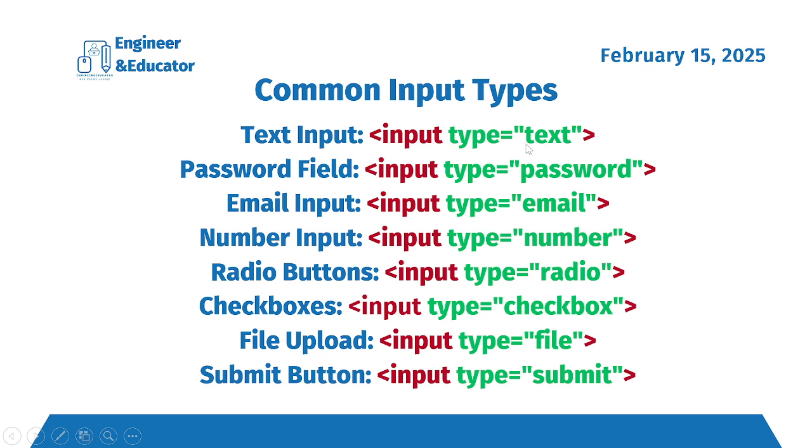If you have to get a text, you will write text. To get the password, you give password, then email, number. If you want radio buttons, you give the type radio. And checkboxes, type is equal to checkbox, type is equal to file. If you need a submit button inside the form, you will write input type is equal to submit. So each input type helps make the form more intuitive for the user.